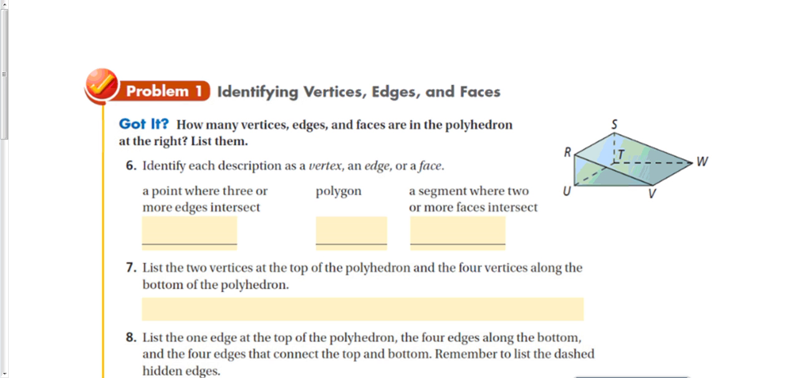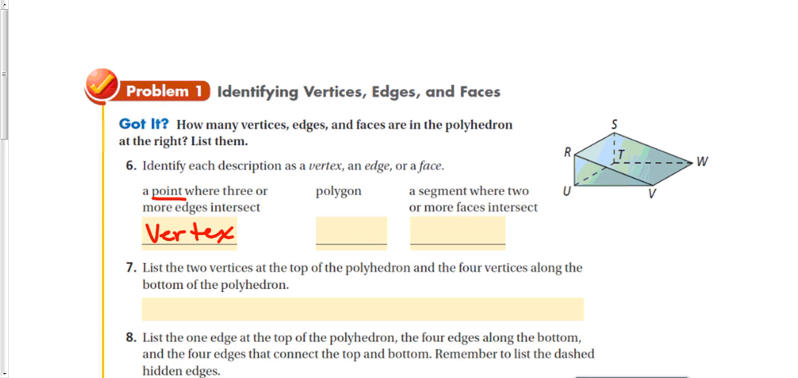So problem number 1, how many vertices, edges, and faces are in the polyhedron at the right? Number 6, identify each description as a vertex, an edge, or a face. Number 6 is a point where 3 or more edges intersect. That's a vertex.